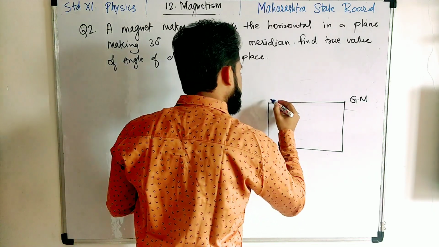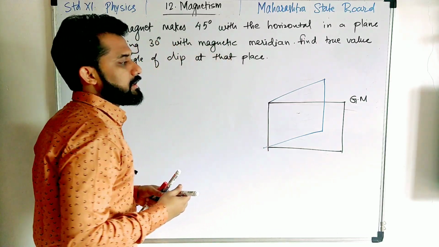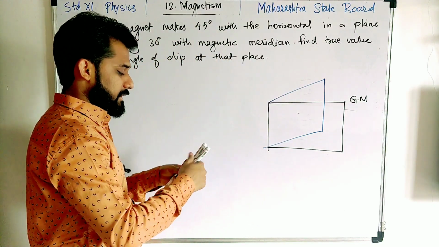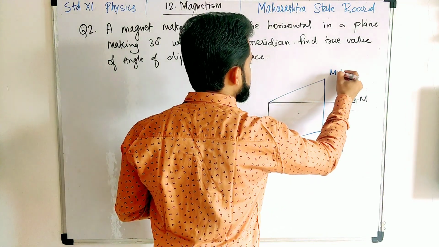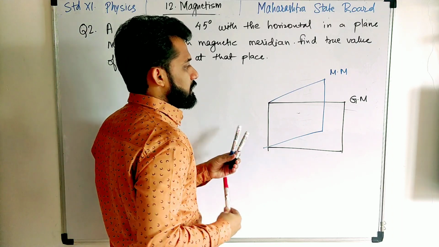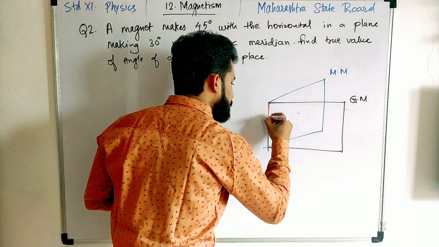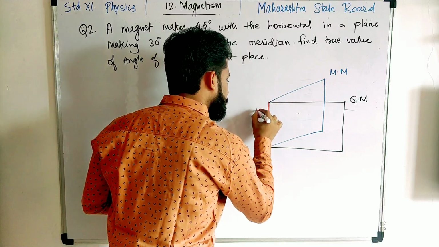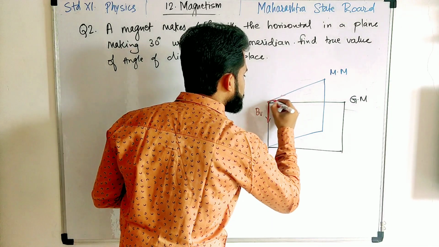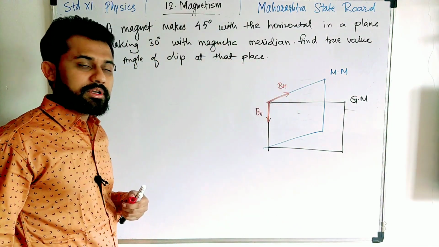So magnetic meridian is behind. This is magnetic meridian. And as we know that angle of dip is always measured in magnetic meridian, not in the geographical meridian. In the magnetic meridian, Earth's magnetic field will have two components. One will be BV, vertical component, and the other one is called BH, which is called horizontal component.